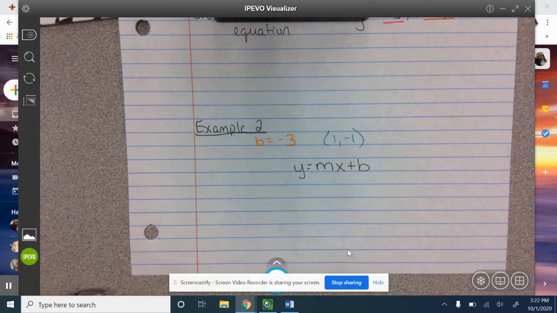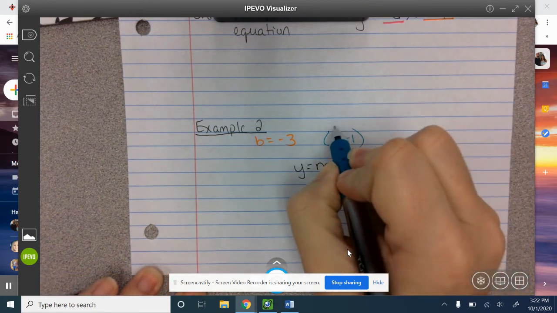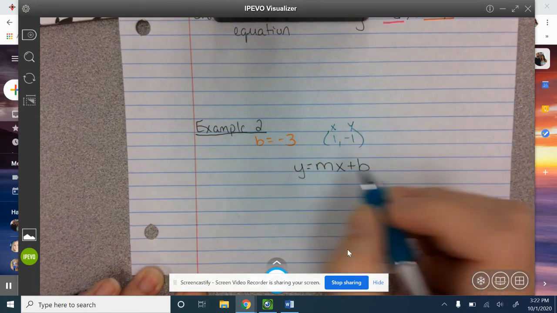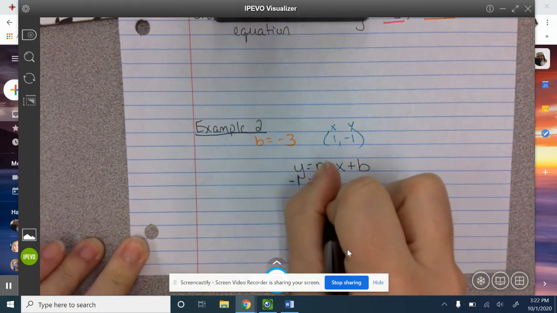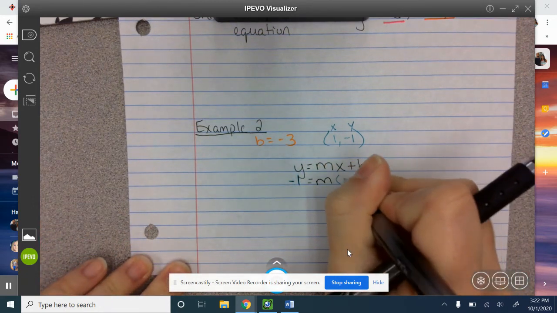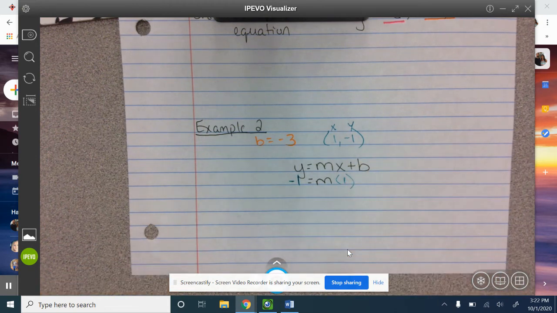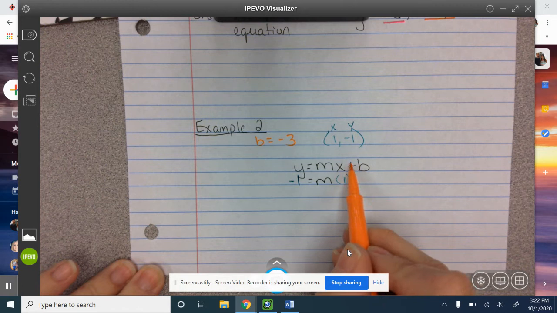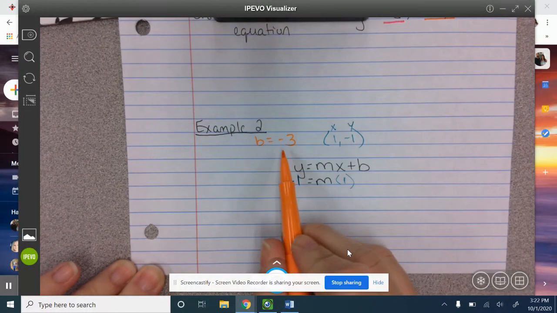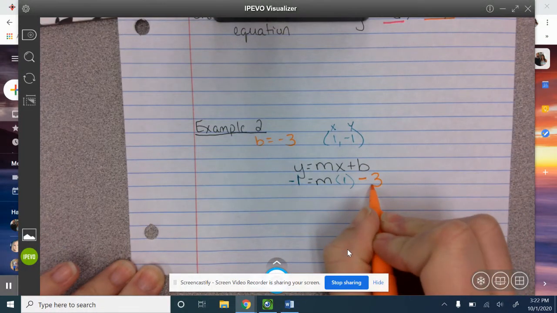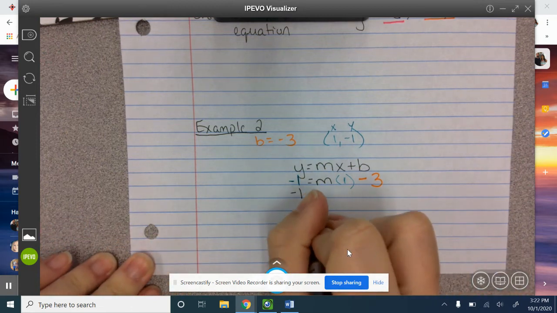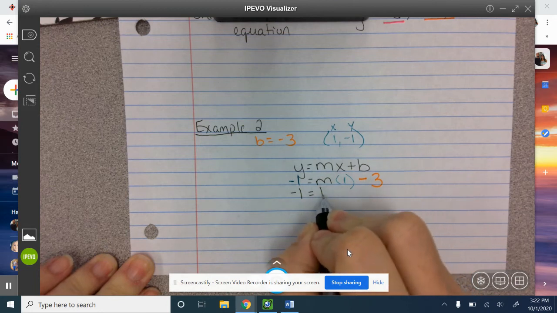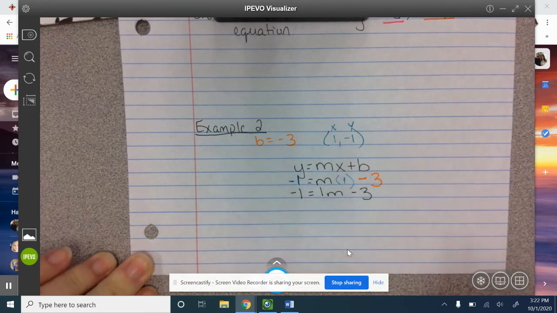And then step 2 is plug in what you know. Well, I know in this coordinate, I have an x and I have a y. So I'm going to have -1 equal to m times, my x value is 1. And then my b, instead of plus b, remember this plus is really the sign that's in front of your y-intercept. So my b value is -3, so I'm going to write -3. Now I'm going to put things together. So I have -1 equals m times 1 is 1m minus 3.